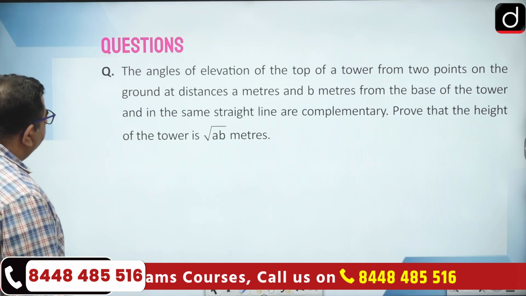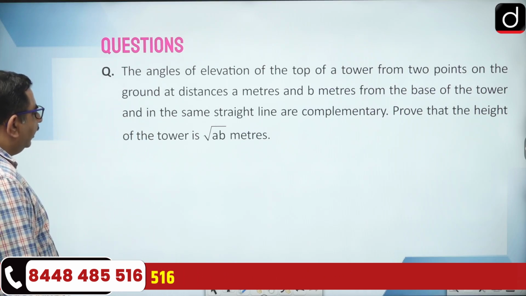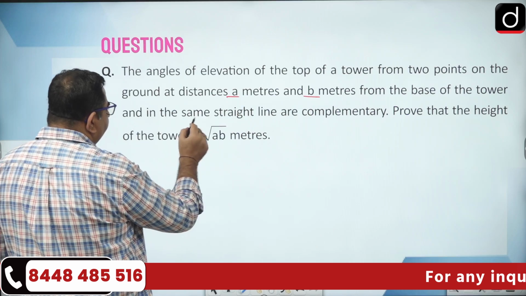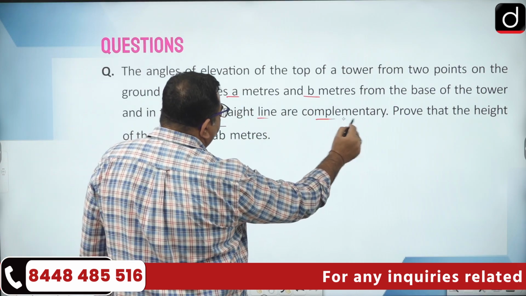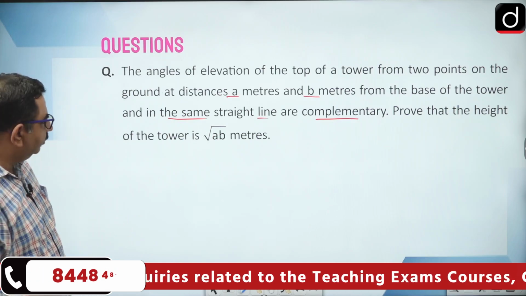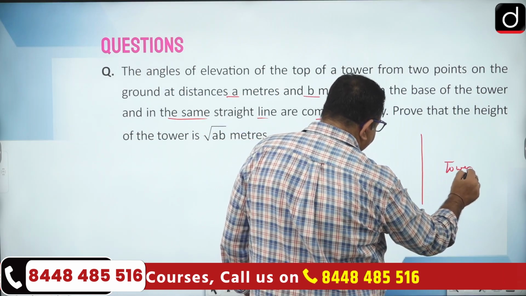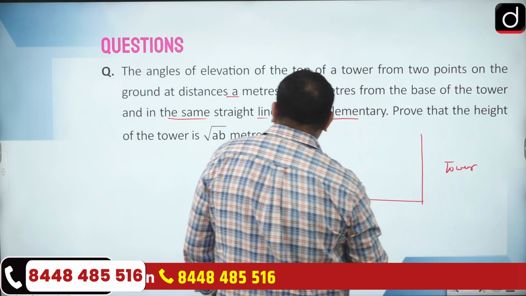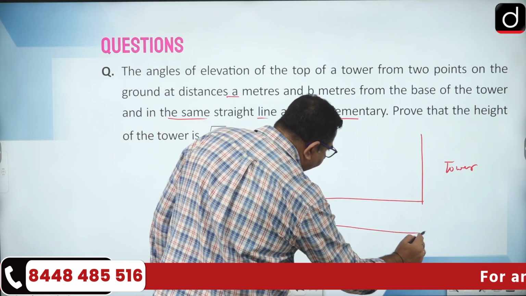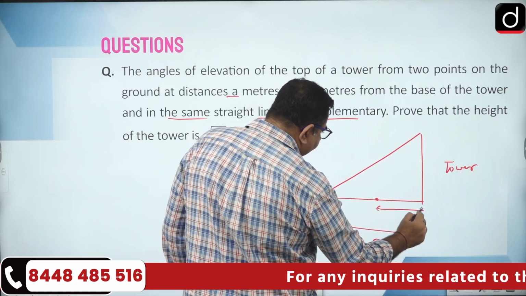Okay, so in this one: the angle of elevation of the top of a tower from 2 points on the ground, at a distance a meters and b meters from the base of the tower and in the same straight line, are complementary. Prove that the height of the tower is under root AB meters. So let's say this is the tower, on the ground. Suppose this point is at a distance of A meters, there is some angle of elevation, and one more point is at a distance of B meters.